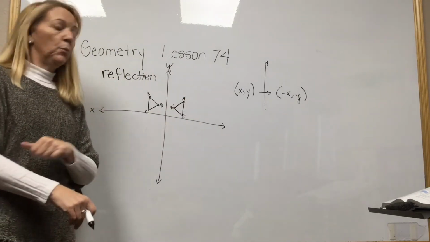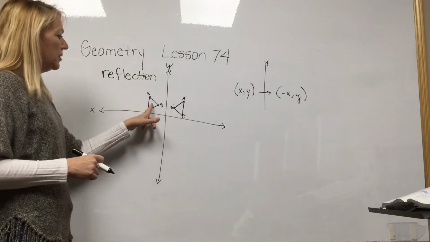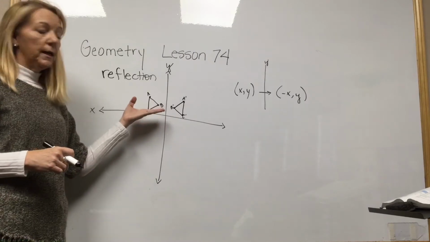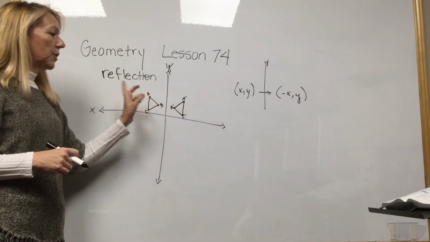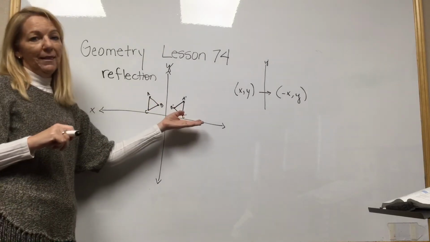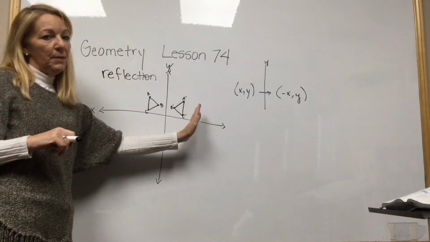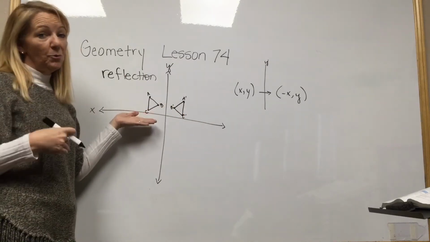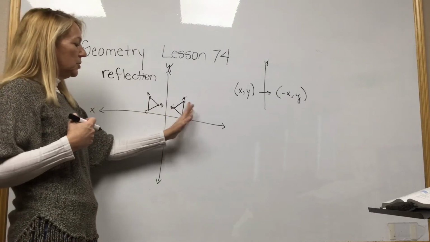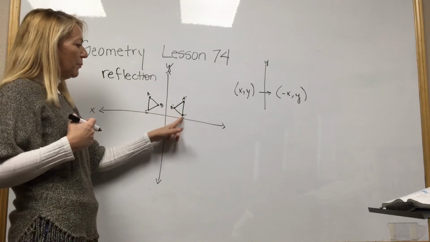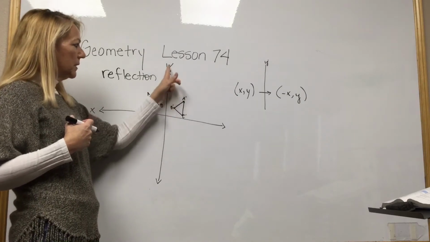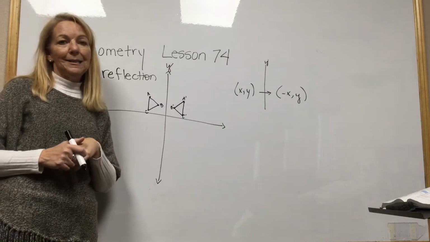It's very simple. We have an image and a pre-image. The pre-image is what we start with, and we label it ABC. The image is what we end up with, the reflection image. The newer image is A prime, B prime, C prime, to represent that these are the same, just reflected over the y-axis.